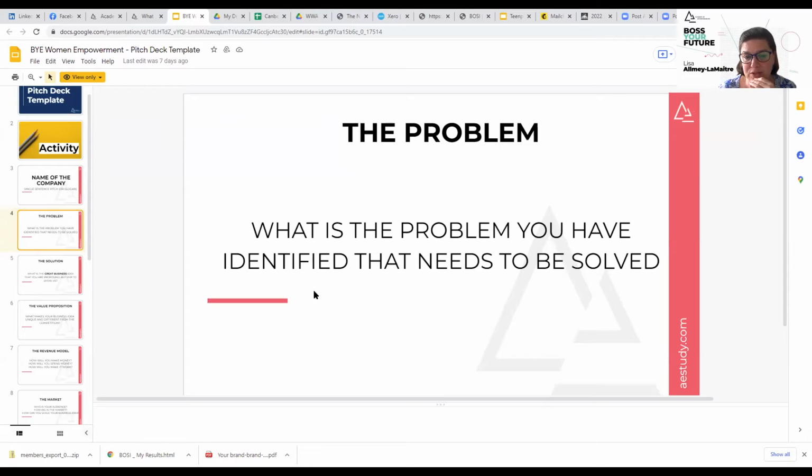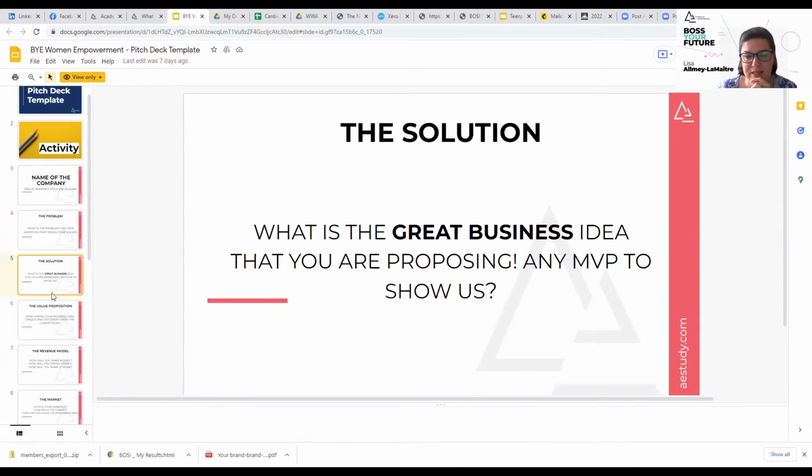So what's the problem that you're trying to solve? What are you trying to achieve? As I said, I'd probably speak about that. I wouldn't necessarily have a slide about it. The solution is, what is the great business idea that you are proposing? And what's the MVP here, the minimal viable product, to show us? What is your great business idea and what's the smallest product that you're actually going to take to market to test that this great idea that you have done your market research on is actually viable?